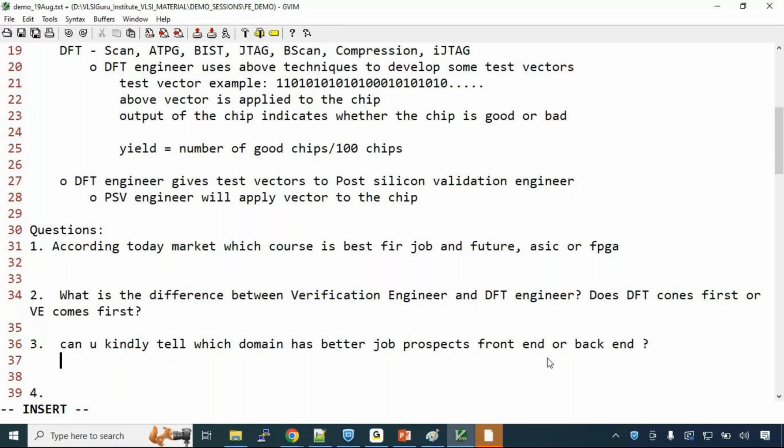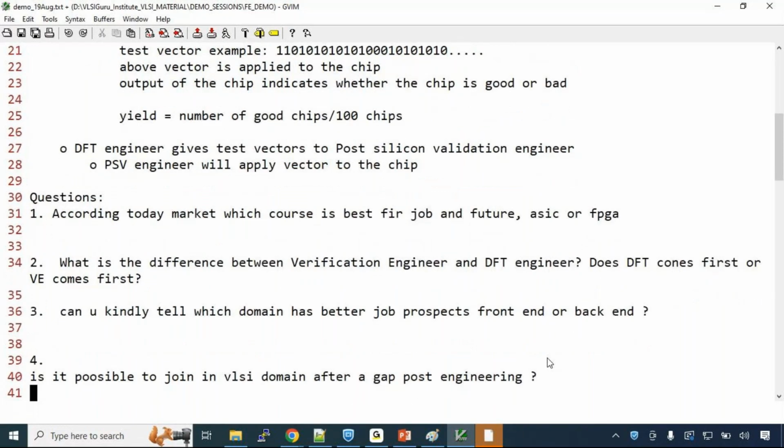Getting a job is all about patience. You may be very good with the subject, but sometimes due to many factors, you have to wait. So the answer is front end domain. But I would suggest you always go by your interest rather than what domain has more opportunities.